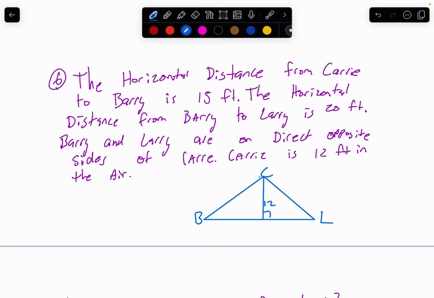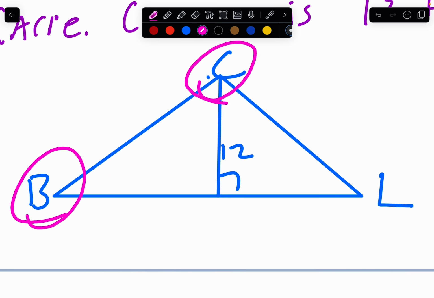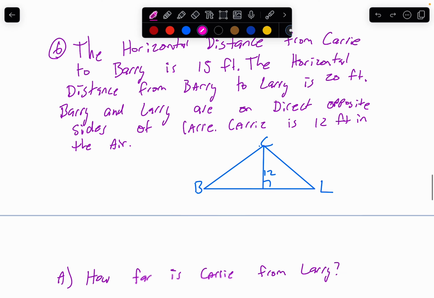It says the horizontal distance from Carrie to Barry. This is where students are going to really mess up. Here's Carrie, here's Barry. The horizontal distance from Carrie to Barry is 15. That is this section right here. This is not a horizontal line. If it says horizontal distance, you better put it on a horizontal line. That's my 15. The horizontal distance from Barry to Larry is 20.